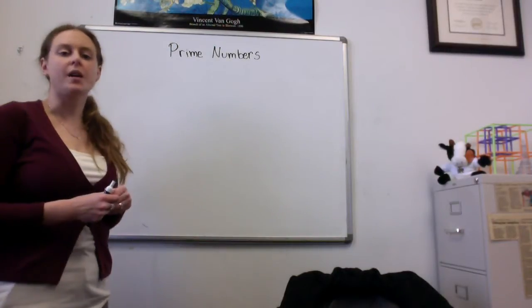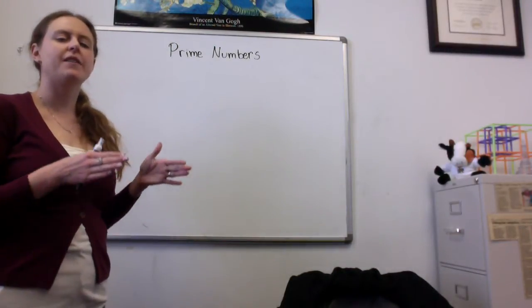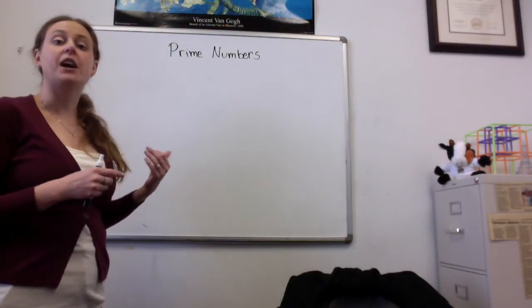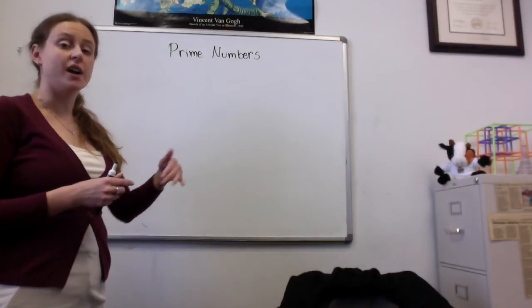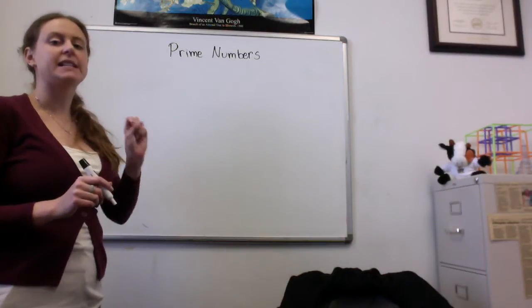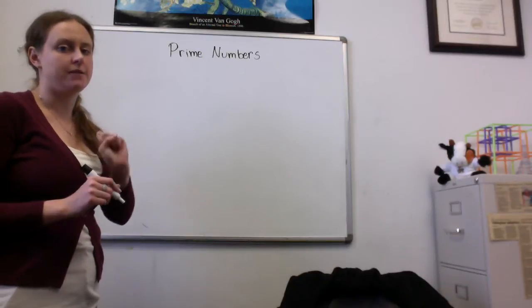I want to discuss prime numbers. First, we all need to make sure we have a definition of prime numbers. So prime numbers, first off, have to be natural numbers, so 1 to infinity. Can't have negatives or fractions. And prime numbers have exactly two distinct factors.